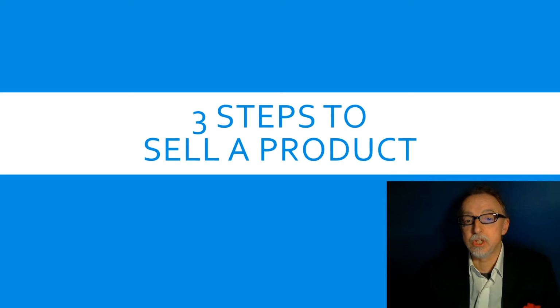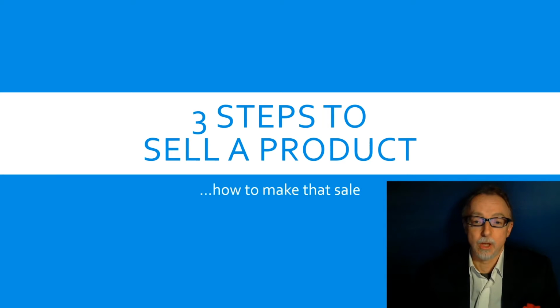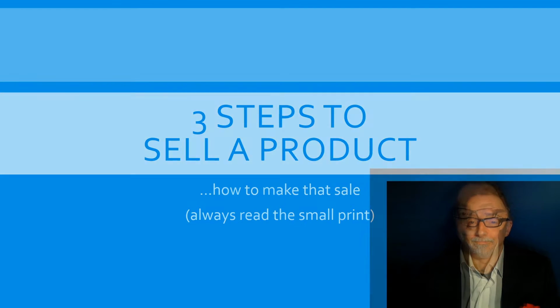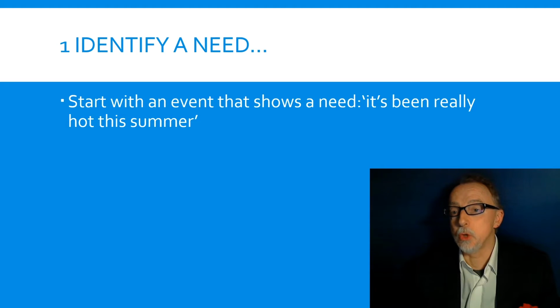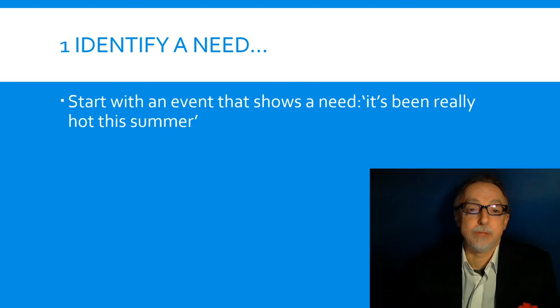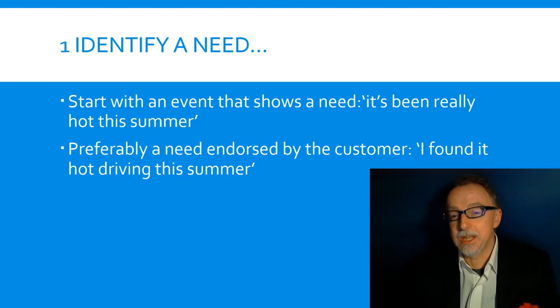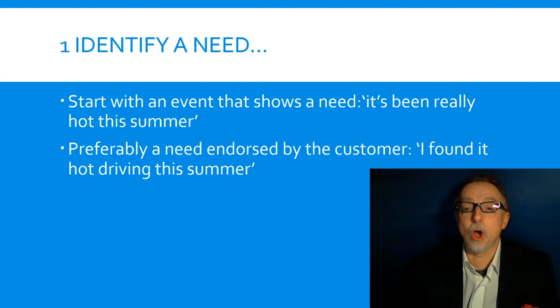We're looking at 3 steps to sell a product. In other words, how to make that sell. Always read the small print. So, step 1 is to identify a need in your customer. So start with an event that shows there is a need. For example, it's been really hot this summer. Preferably, it's a need that is endorsed by the customer. The customer might have said, I found it hot driving this summer. Or you might ask, have you found it hot driving your car this summer?